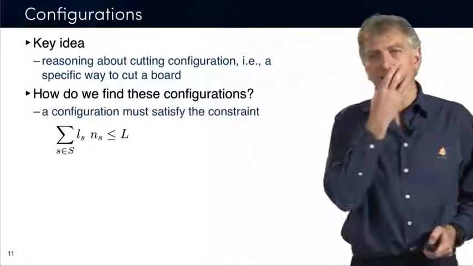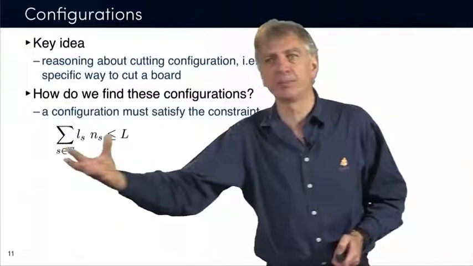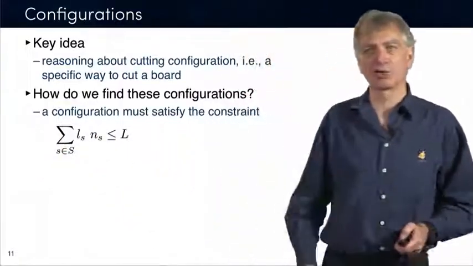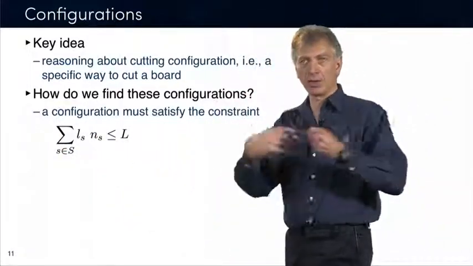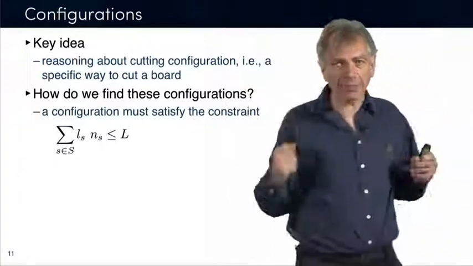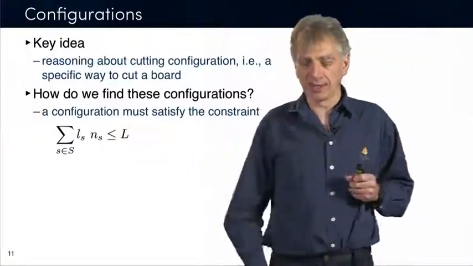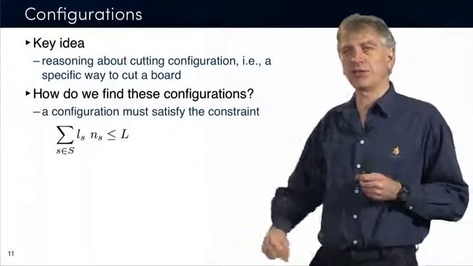How do we find this configuration? The only thing that we need to do is basically satisfy these capacity constraints. Every one of these configurations, when it provides a number of shelves of different types, has to satisfy this configuration. And this is a very simple constraint, right?